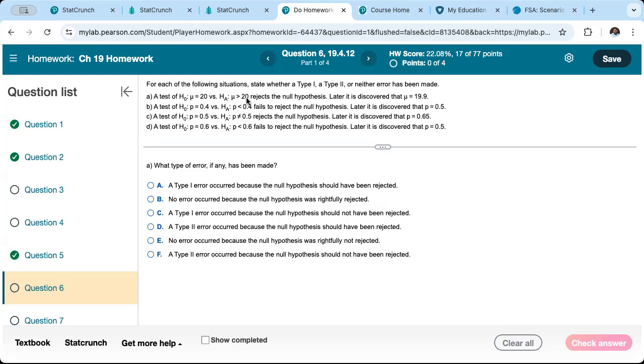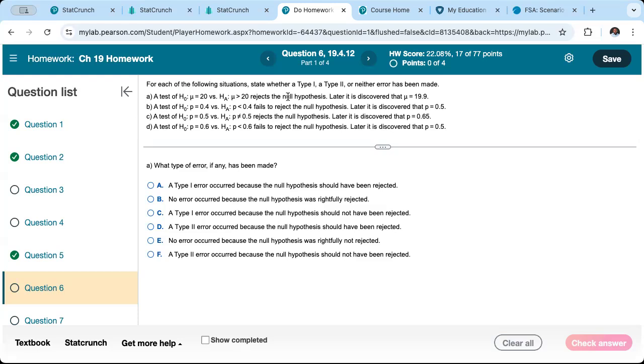Are we all good on that? So this is their decision. But later, they discovered that the mean is 19.9. This mean is not greater than 20. Is that okay? But this is the decision they made. Did they make an error or no? Do you all agree they made an error? Are we all good on that? They made an error. Okay.